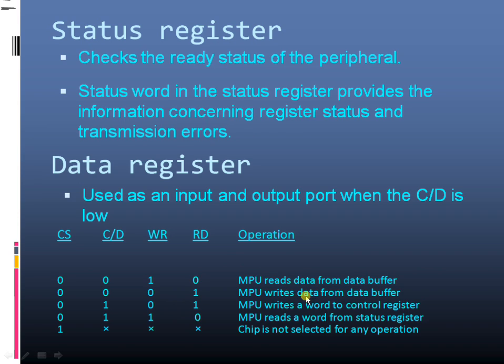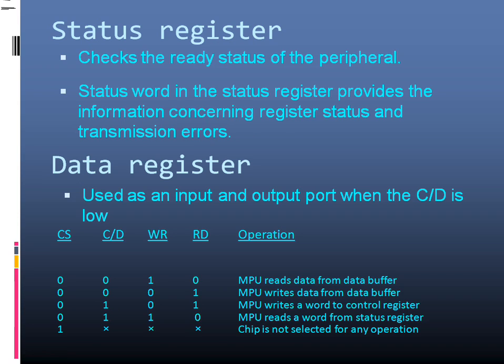With the help of these pins we come to know what kind of operation the processor is presently performing. As we know, CS bar should be 0, only then the chip would be selected. Here C by D bar is 0, so it means data is present on the data lines, and WR is 1, so it is disabled, and RD is 0, it means the processor wants to read the data from the data register. The MPU reads data from the data buffer. Again CS bar is 0, C by D bar is 0, which again indicates data. This time it wants to write the data which is present on the data bus onto the data register or data buffer.